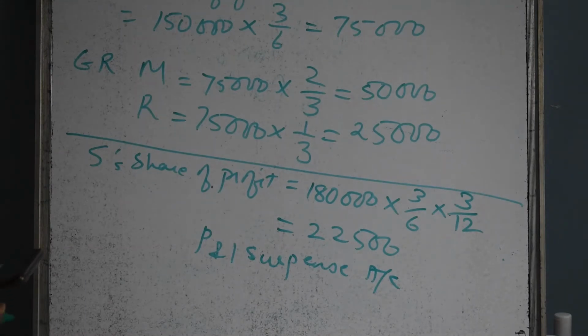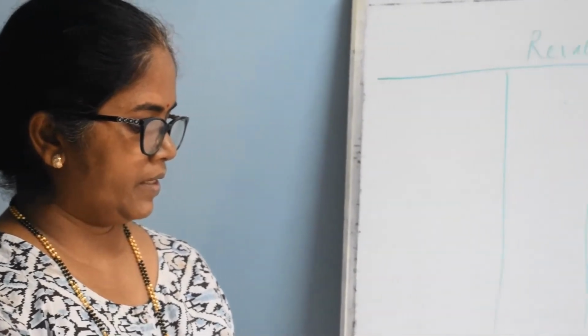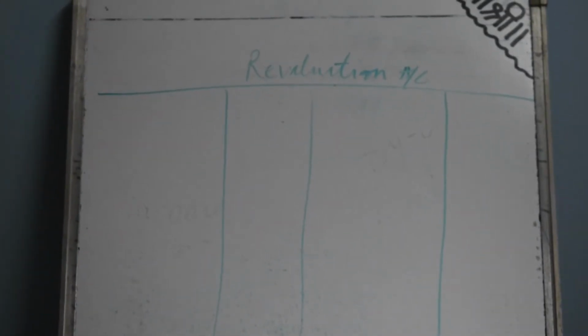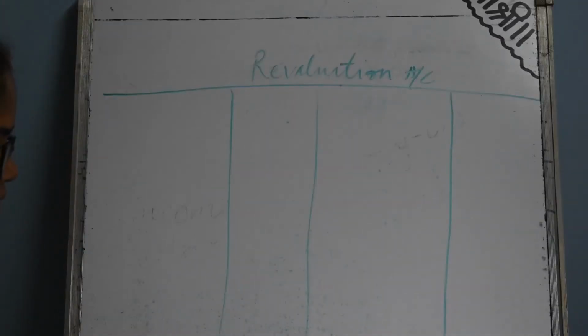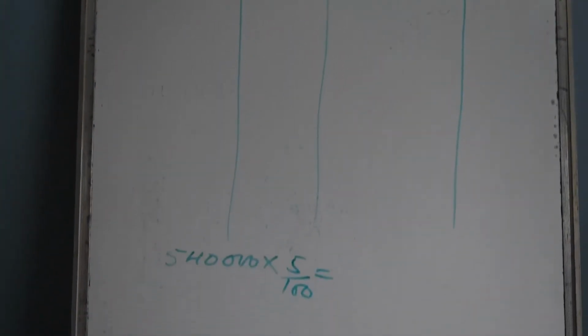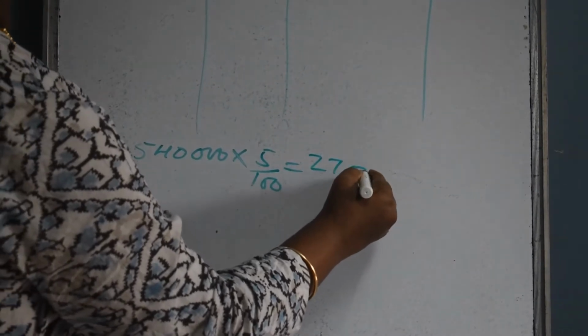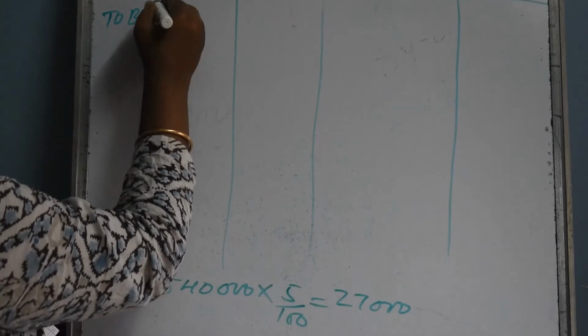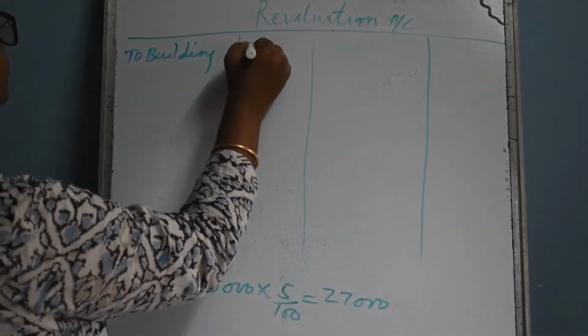Now we will prepare the revaluation account. We will come directly to the adjustments. Building depreciated by 5%. Now in the old balance sheet building is given 5,40,000. It is depreciated by how much? 5%. So 5% comes to 27,000. So we will write it, it is depreciation, so it will come this side to building 27,000.